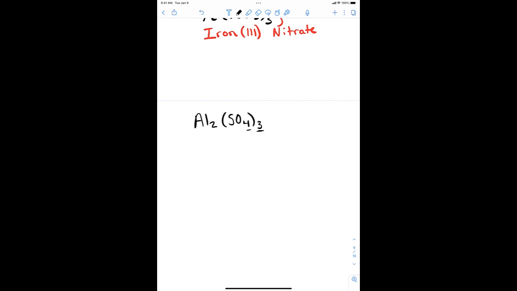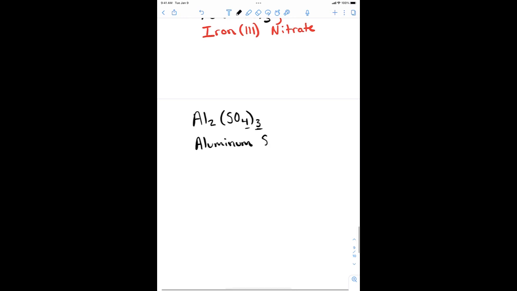But when we go to name this, we're just going to name it aluminum, because that's my cation. I don't need a charge because the charge on aluminum is always +3, and so it is what it is. And we can name our anion, and that is sulfate. So that is just aluminum sulfate.